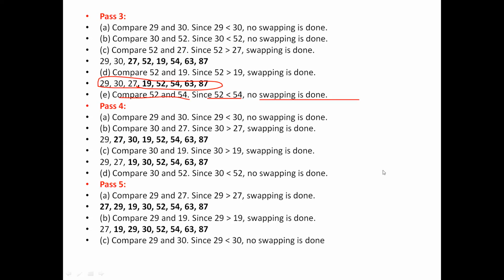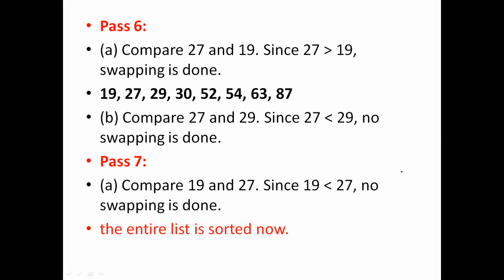Next we'll move to pass number 7. In pass number 7, we have to check only the 2 elements. We know the last pass is the n minus 1th pass, which is the 7th pass here. In this case, we check a of 0 and a of 1. There is no swapping. The entire list is sorted now. So this is the sorted array. You can write like that.